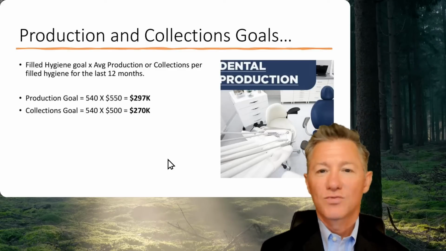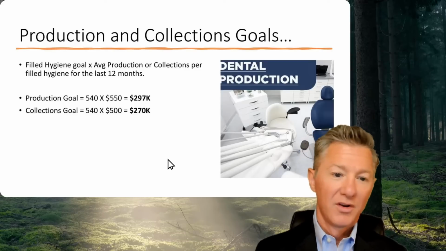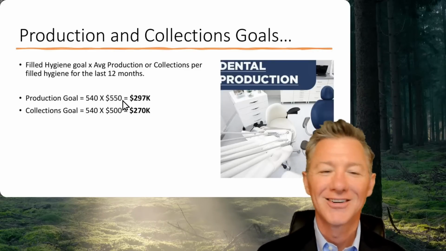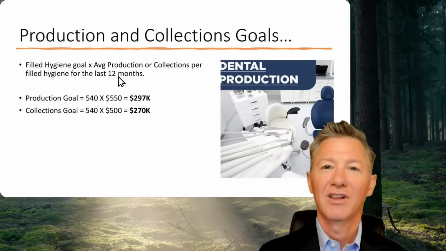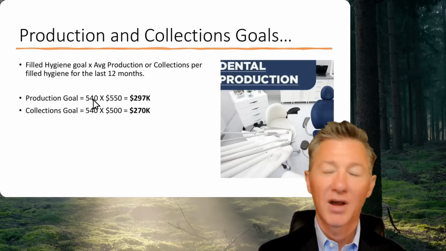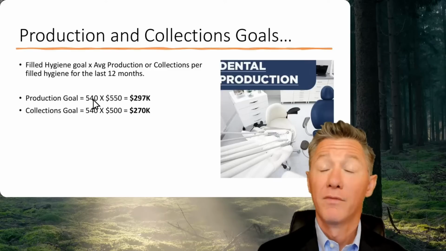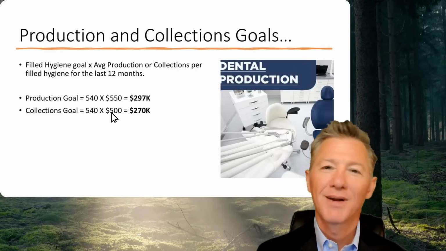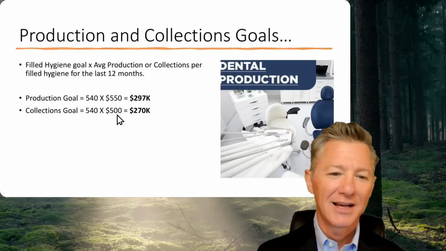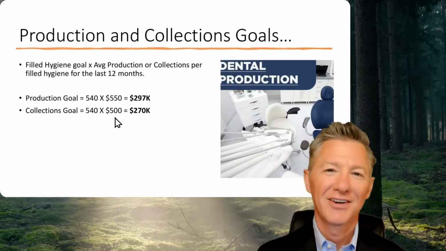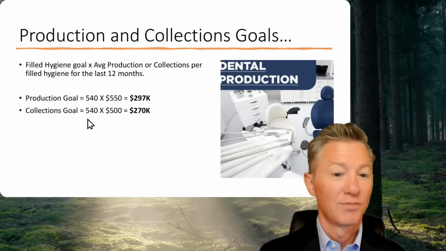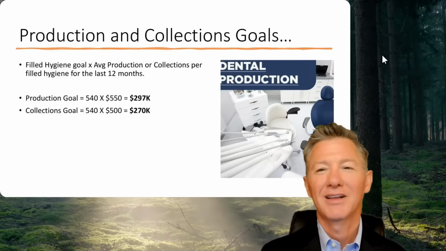So again, this is what we've been doing. Let's just assume that the average production is $550, right? That's what we've been averaging for the last months. Well, then I just multiply that by whatever my field hygiene goal is, and there's going to be my production goal. And your collections might be a little less than that. So let's say we were collecting $500 per field hygiene for the last 12 months. Again, I just multiply that by the field hygiene, and there's my collections goal.